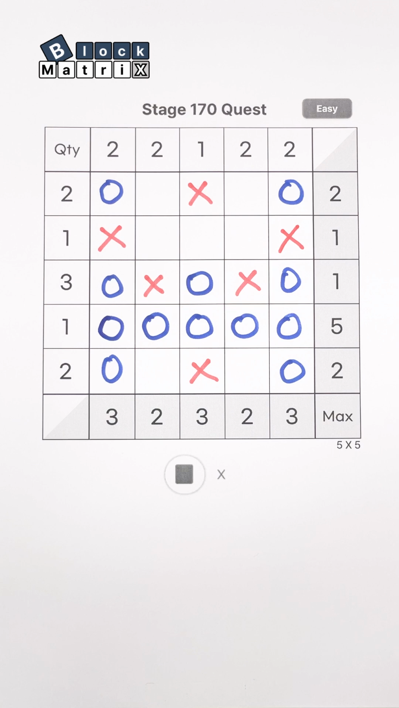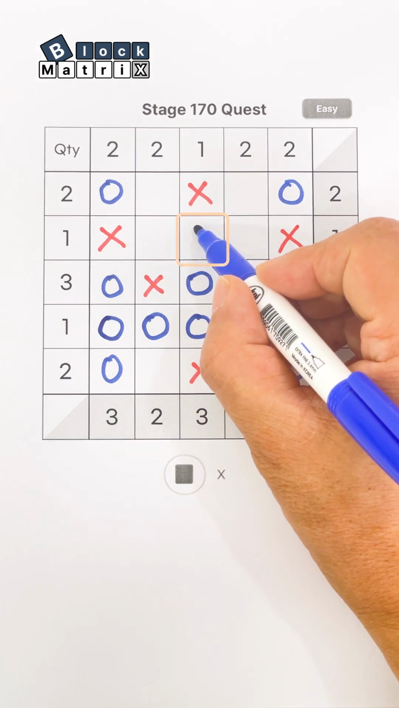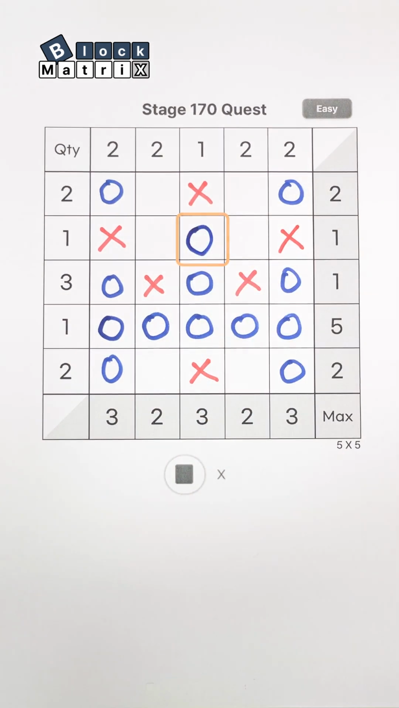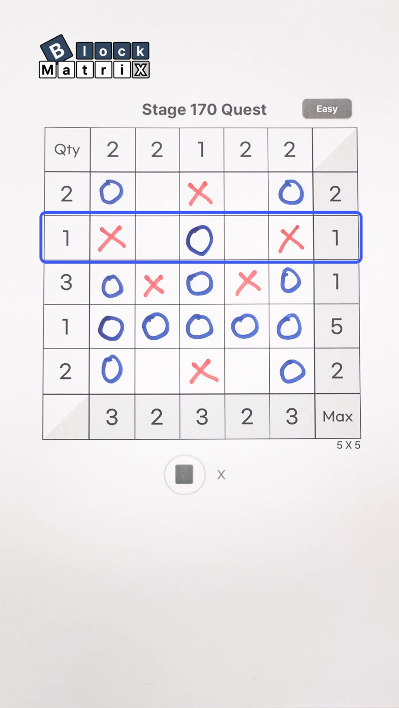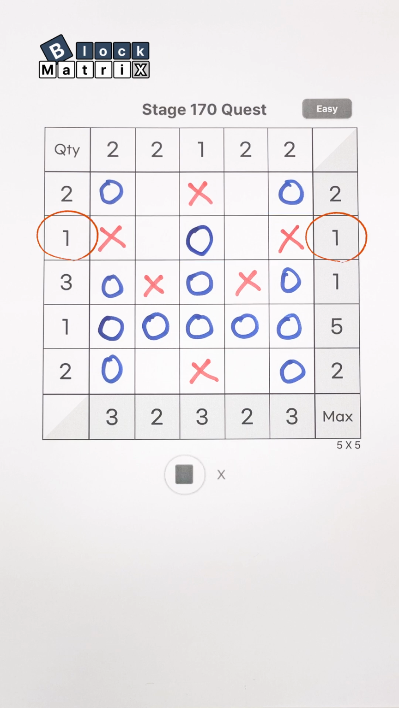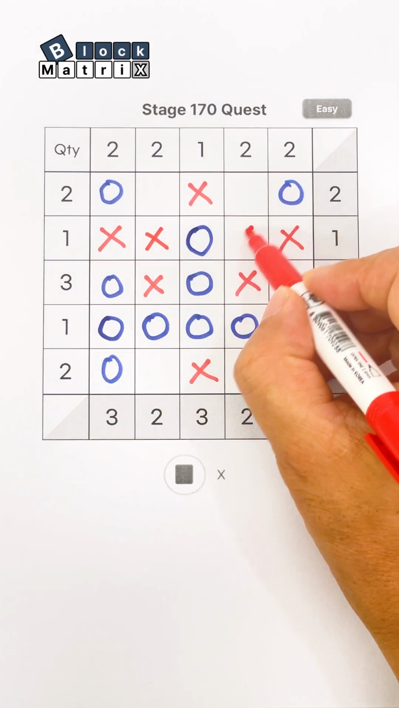Now, let's determine the rest of the cells. In the third column, the quantity is 1 and max is 3. So, the remaining empty spaces must be filled with O. In the second row, the quantity is 1 and max is 1. And since 1 O is already placed, we can fill the remaining spaces with X.